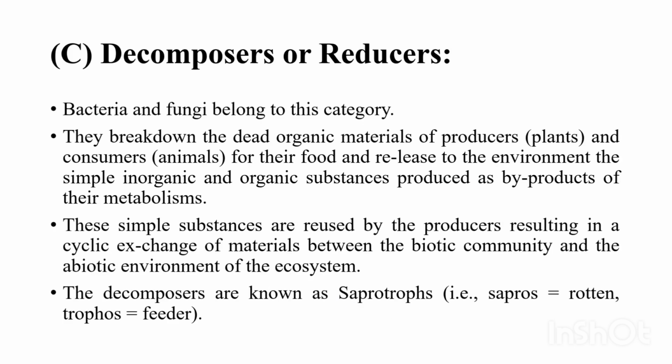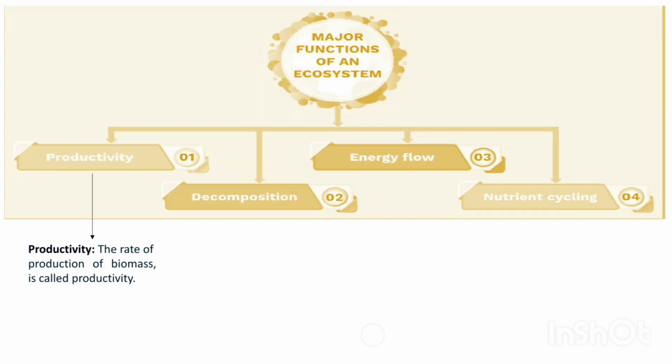Okay, next, decomposers. Bacteria and fungi belong to this category. They break down dead organic material and release some inorganic, simpler substances into the environment. These simple substances are reused by producers, resulting in cyclic exchange of material between biotic component and abiotic component. So decomposers are otherwise known as saprotrophs.